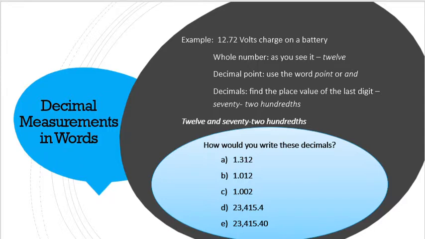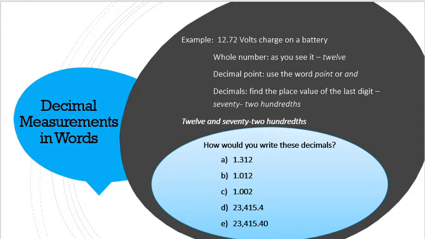Often when you're working, you're not going to have someone write something down. They're going to speak to you and they might say a decimal measurement in words, and you have to be able to understand what that is. It's easiest if someone says 12.72 volts on a battery, but it's also completely fair game for them to say 12 and 72 hundredths. So just really needing to know what that sounds like and what it looks like. So you're either going to see point or and for the decimal place, and then maybe you'll have 72 hundredths, or someone will just say 0.72.